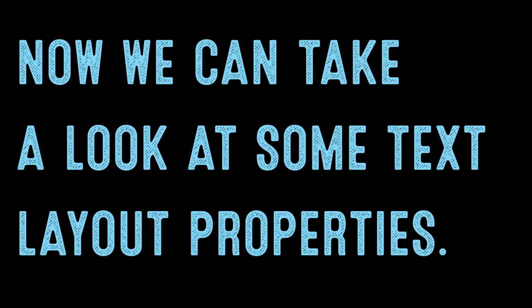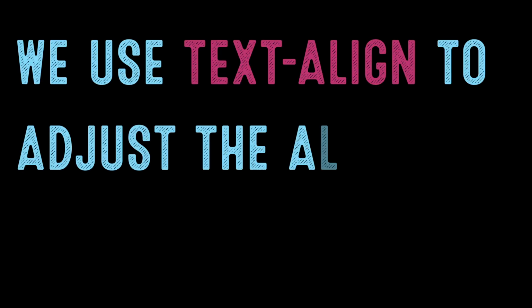The Daily Code Snippet. Now we can take a look at some text layout properties. We use text align to adjust the alignment of text within its containing element.